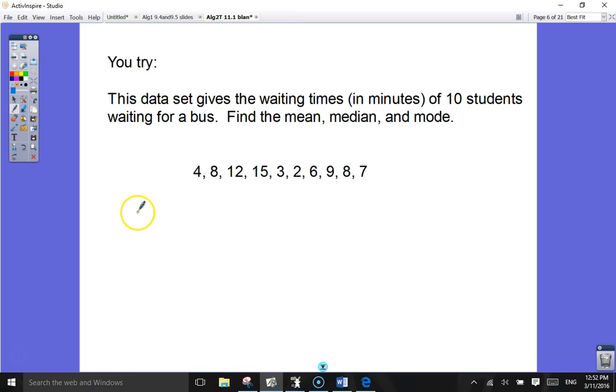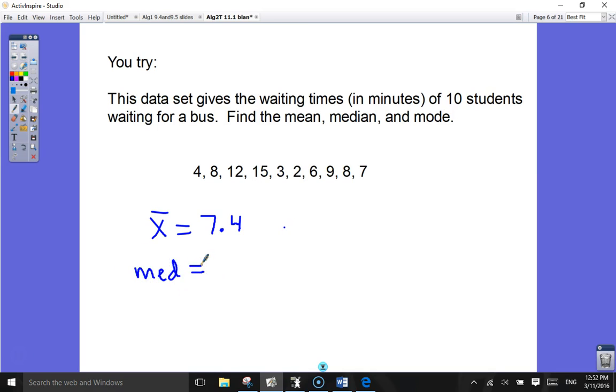Okay, so what did you say was the mean? Well, in fact, I shouldn't use that. I should say X bar equals, what'd you get? 7.4. Okay, what was the median?